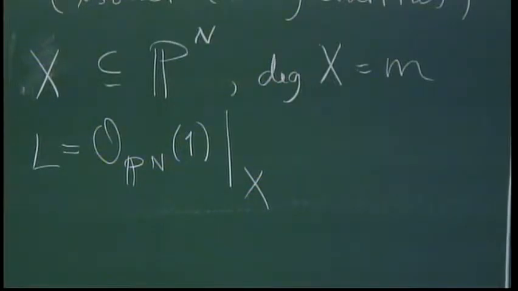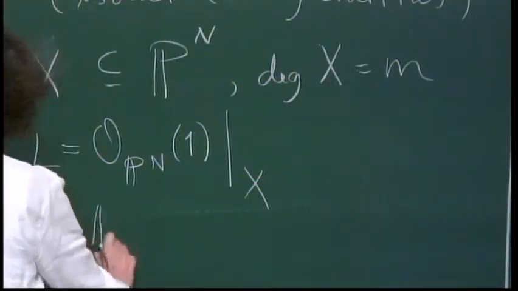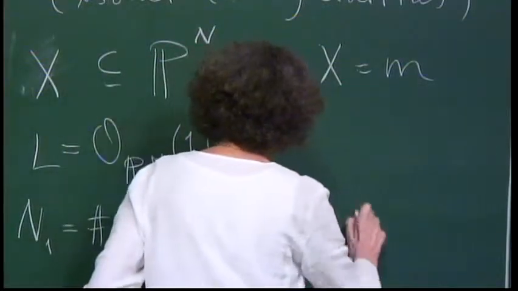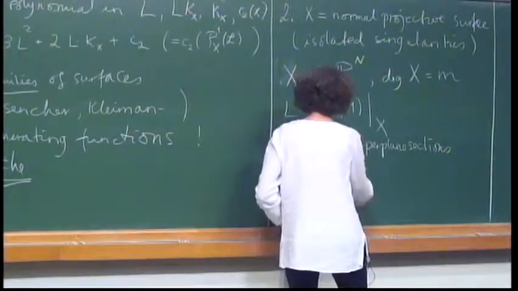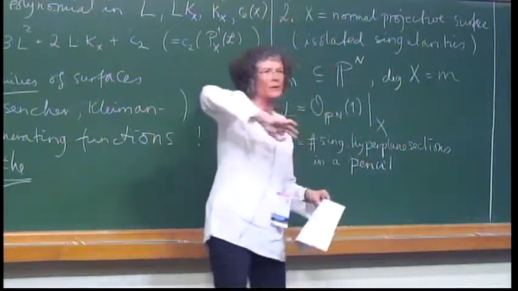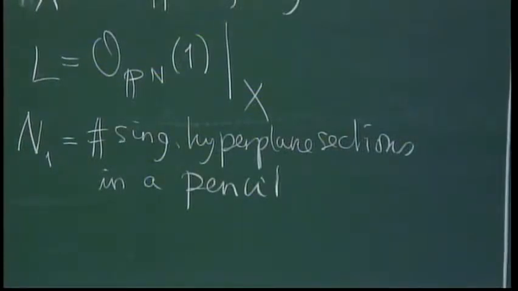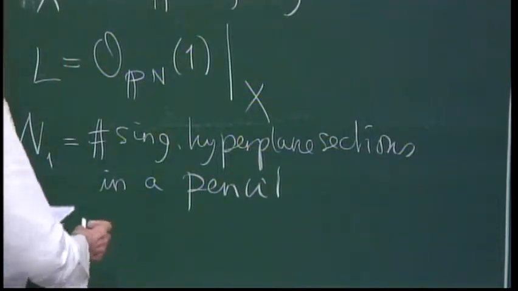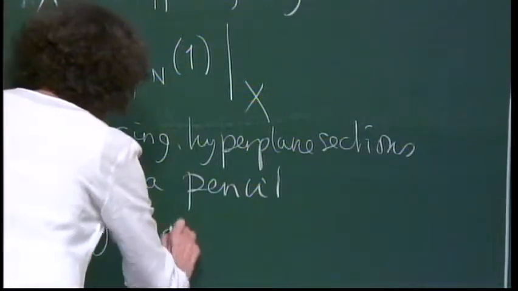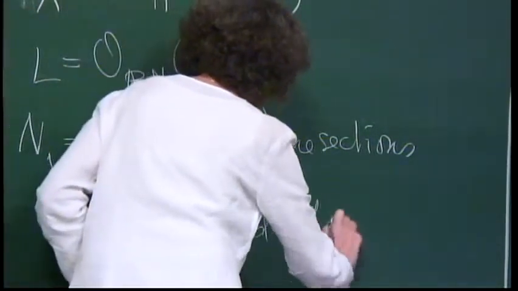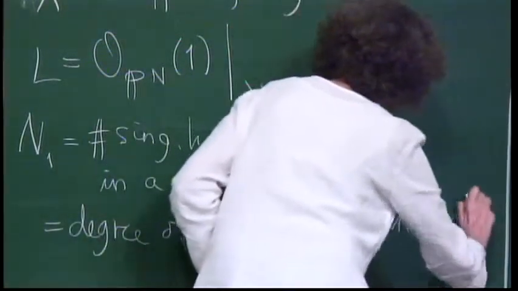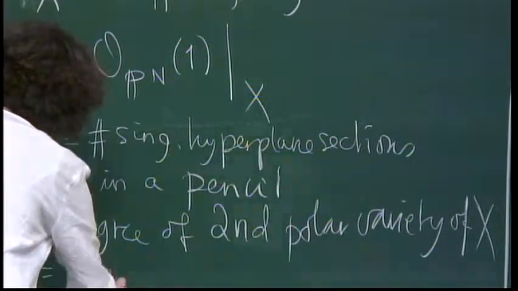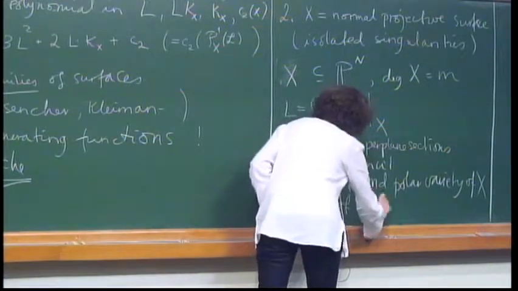So N_1 is the number of singular hyperplane sections in a pencil of hyperplane sections. So I take a one-dimensional family of hyperplane sections, a Lefschetz pencil, and then I count how many are singular. That's N_1. But N_1, if you think about it, well, you may not want to know, but this is also the degree of what is called the second polar variety of X, and it's also the degree of the dual variety.